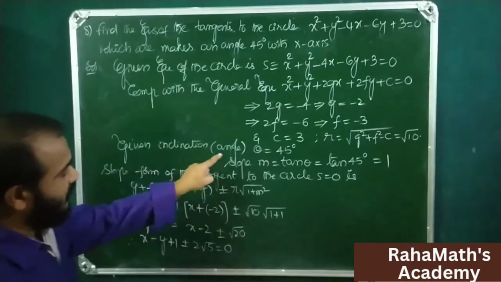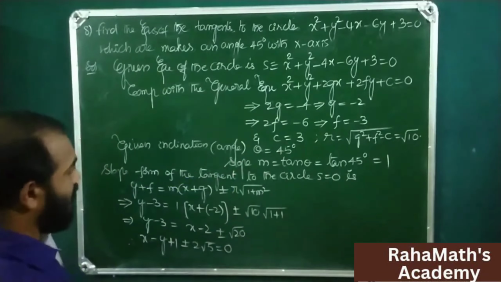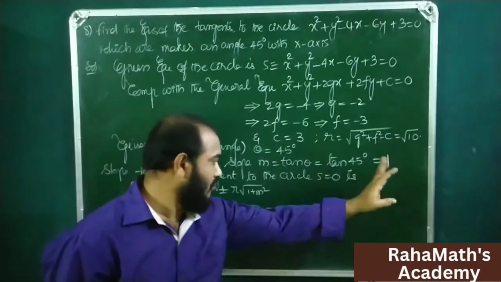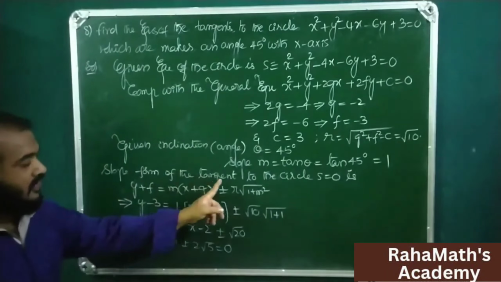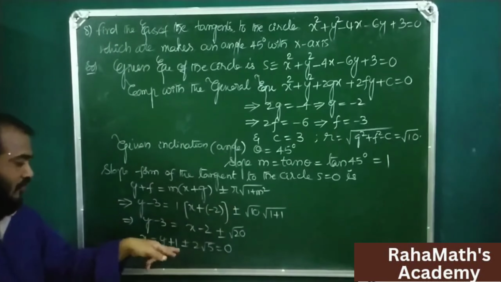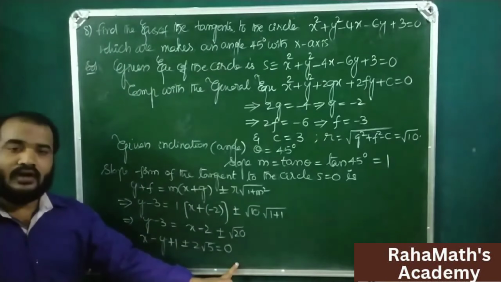So given inclination is theta equals 45 degrees. So slope equals tan of inclination. So m equals tan theta, tan 45, 1. The slope form of the tangent to the circle S equals 0 is this formula. I just substituted, then actually this is what I got.